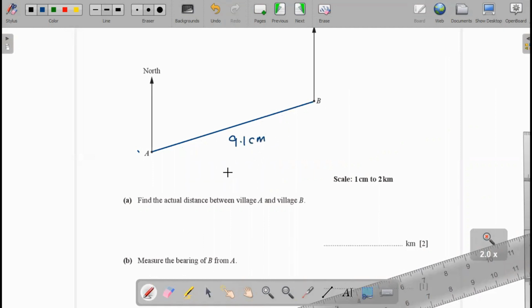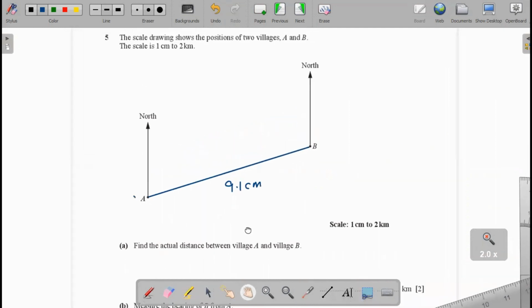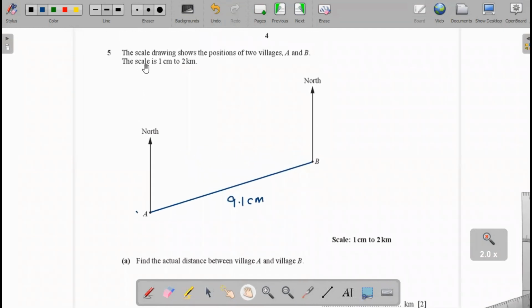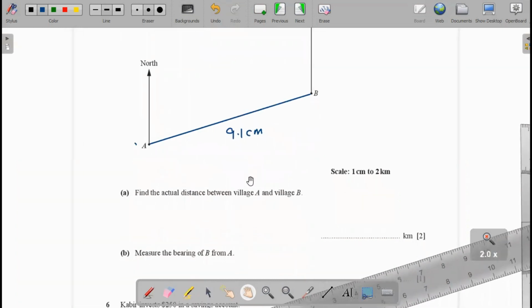And this value you have to convert in kilometer, and here the given scale is 1 centimeter to 2 kilometer. It means 9.1 centimeter will be equal to 18.2 kilometer. Now we write this value here, 18.2 kilometer.